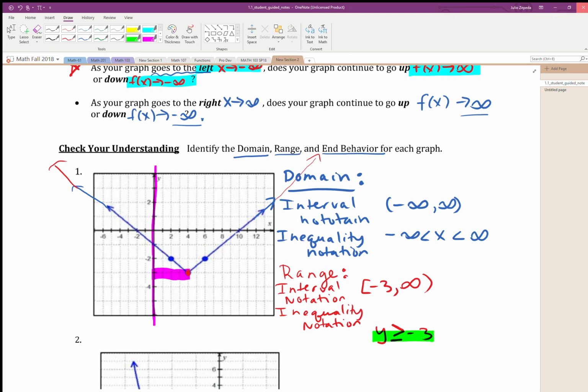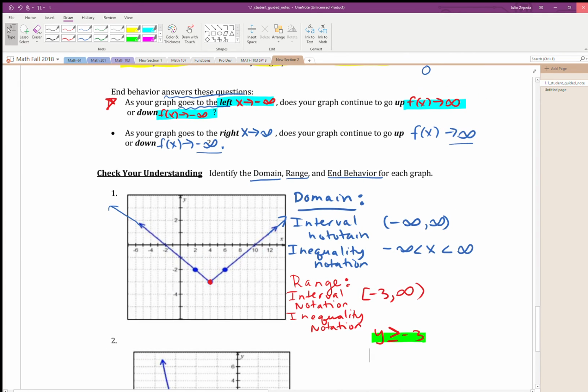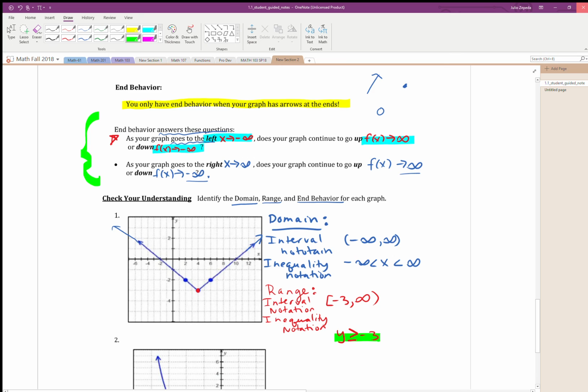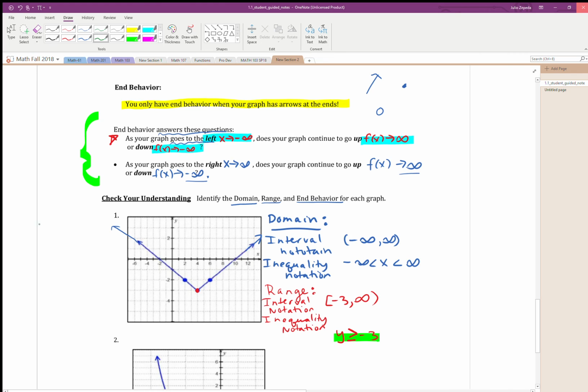Now finally I'm going to go to the end behavior for the same graph. And since I have some extra space over here on the left, that's where I'm going to write my end behavior. So from what we have up above, end behavior, you're basically answering two questions. The first question is what happens to the graph as it goes to the left? So what happens as we go to the negative side on the x-axis? And I can see here on the negative side, this endpoint on the left is going up to positive infinity. So we would say f of x goes to positive infinity.